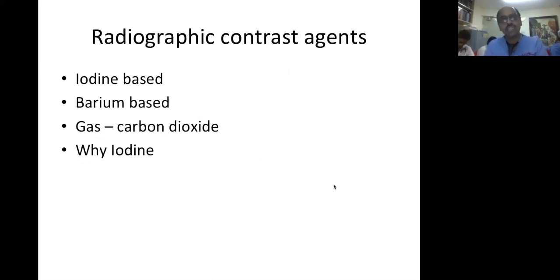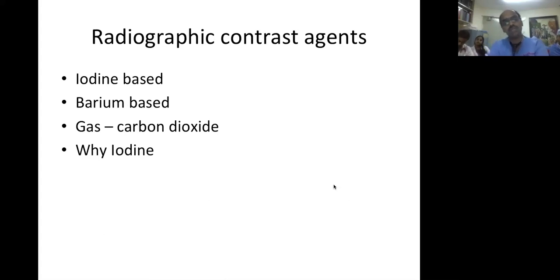Radiographic contrast agents, what we use in the cardiovascular system, are largely iodine based. Whatever is used in the gastrointestinal tract will be barium based. I think you will be aware right from your MBBS days that barium is the basic contrast agent that is used in the gastrointestinal tract.